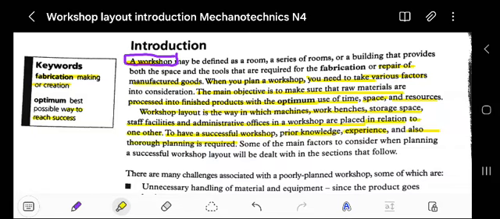Also, throughout, you have learned how to plan your things. You must have a plan. Some of the main factors to consider when planning a successful workshop layout will be dealt with in the section that follows. Okay, it's fine.